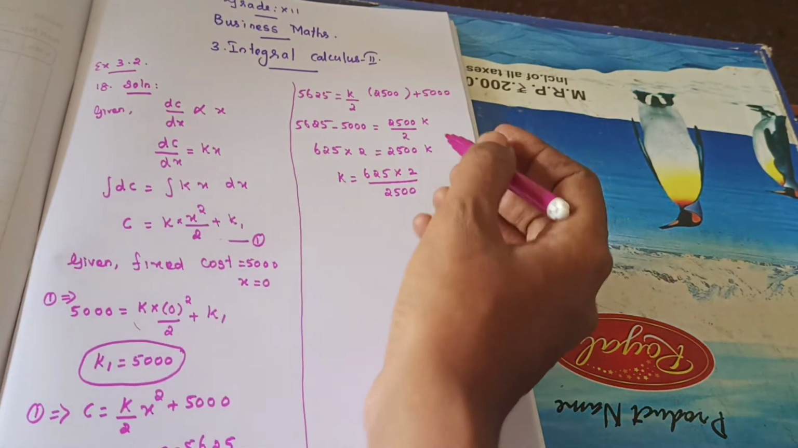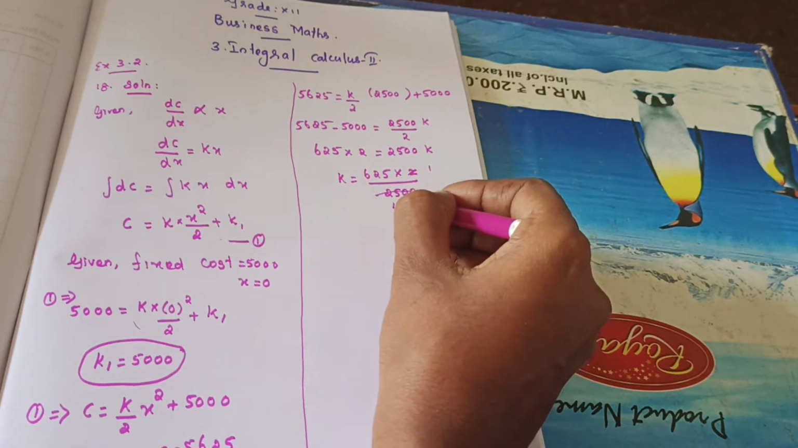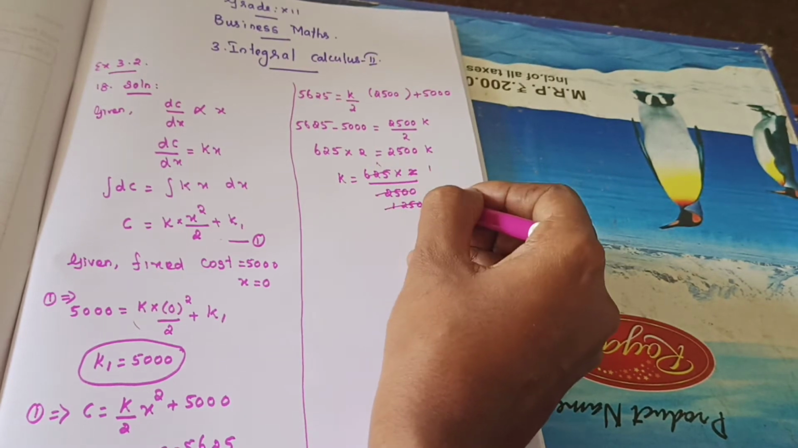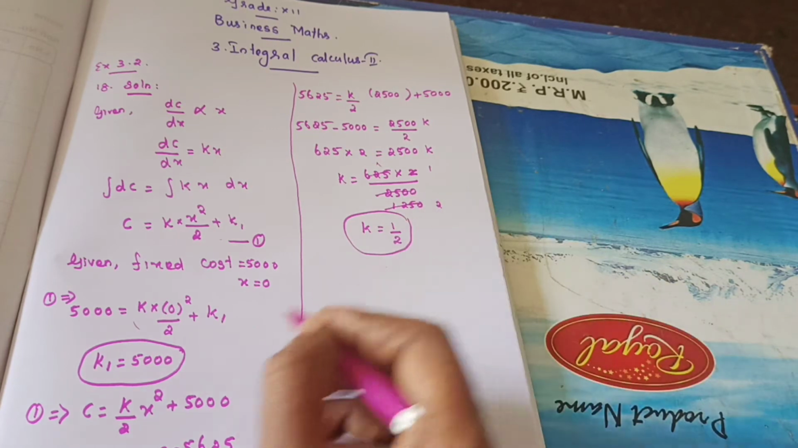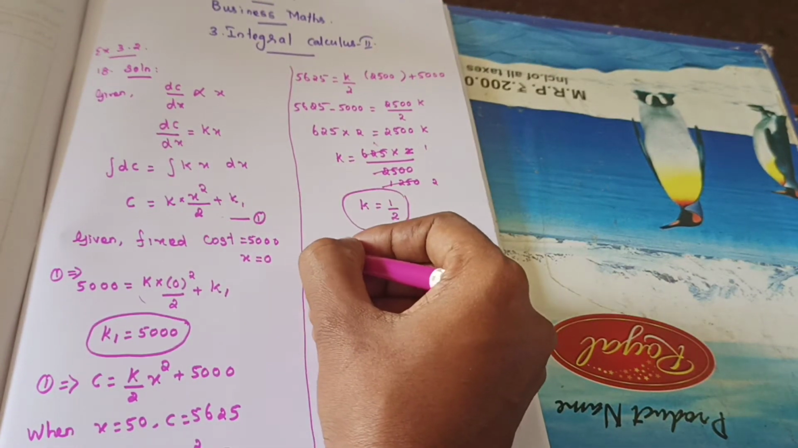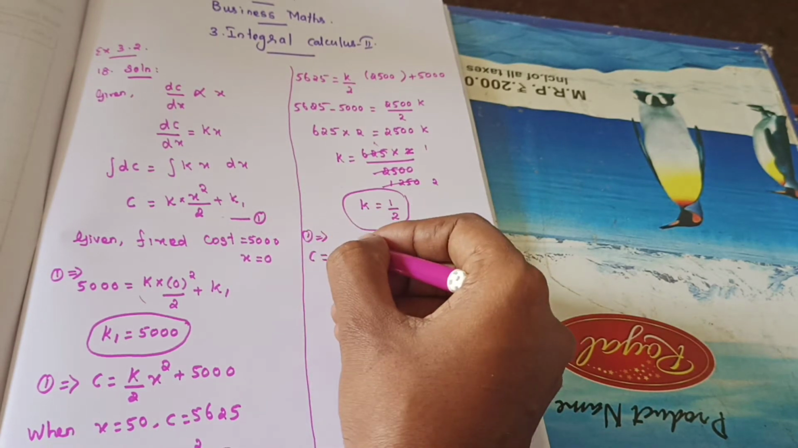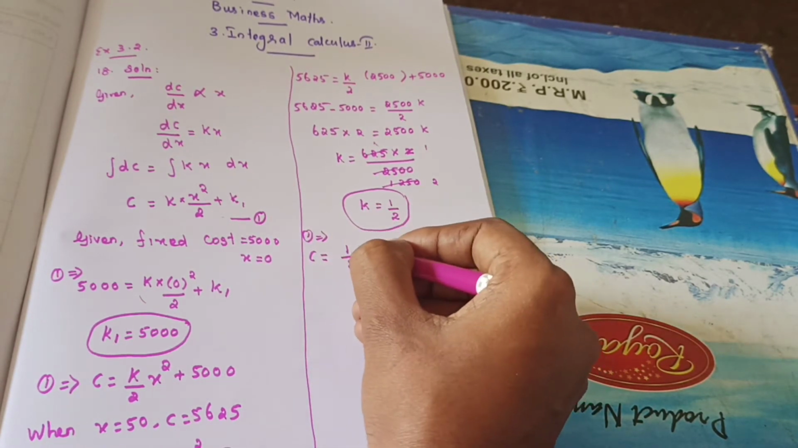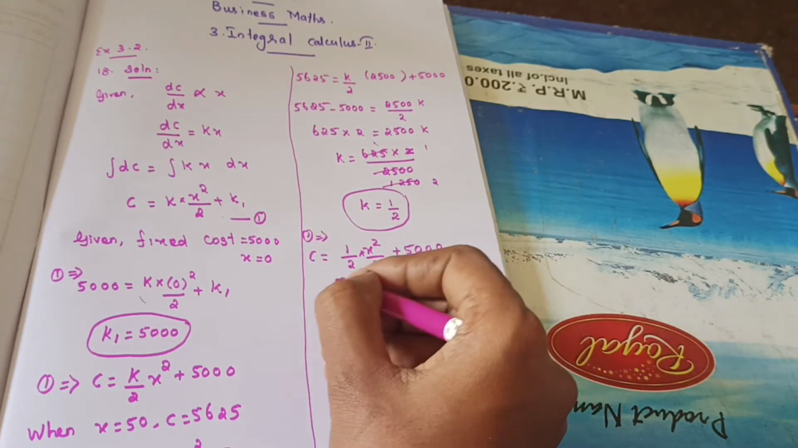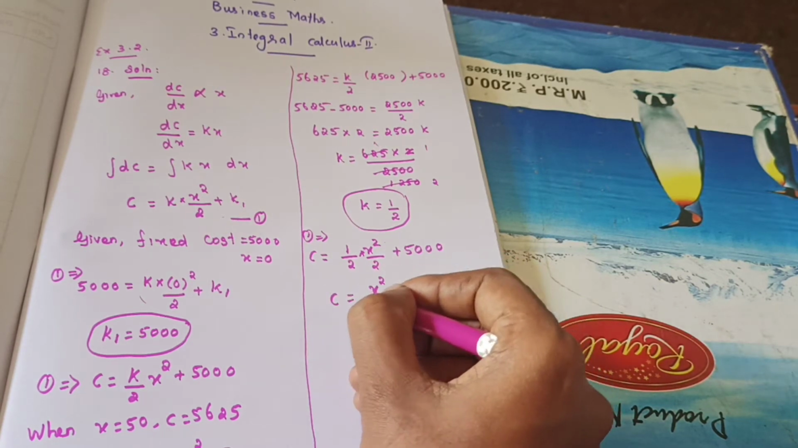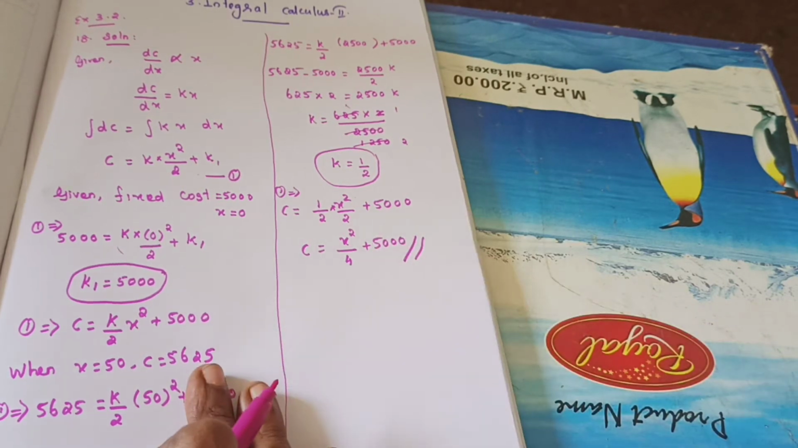If we simplify, what's the value of k? k is equal to 1 by 2. Now you got the value of k. Now substitute k as 1 by 2. So C is equal to 1 by 2 into x square by 2 plus 5000. So C is equal to x square by 4 plus 5000. This is the answer.